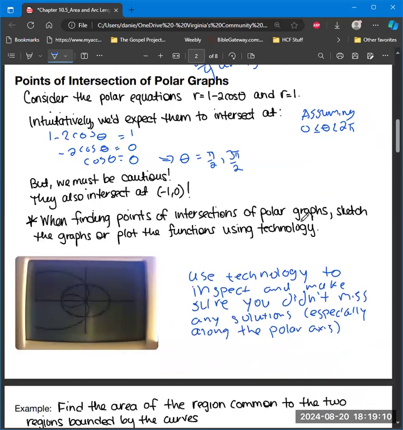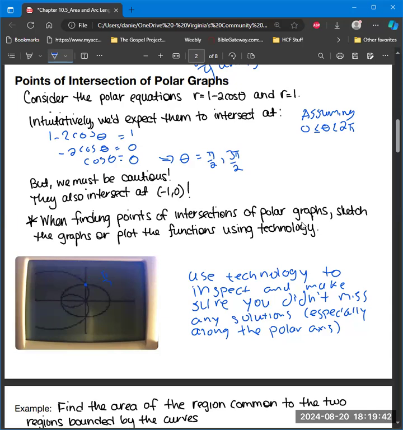Now consider the polar equations r equals 1 minus 2 cosine theta and r equals 1. Intuitively, we would expect that the way we would find the points of intersection would be to set the functions equal to each other, since they're both equal to r, and then solve for theta values for which they equal one another. And we would get values of theta equal to pi over 2 and theta equal to 3 pi over 2, which gives us this point of intersection here. Theta equals pi over 2.